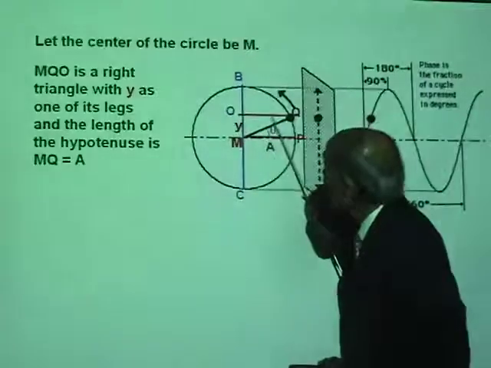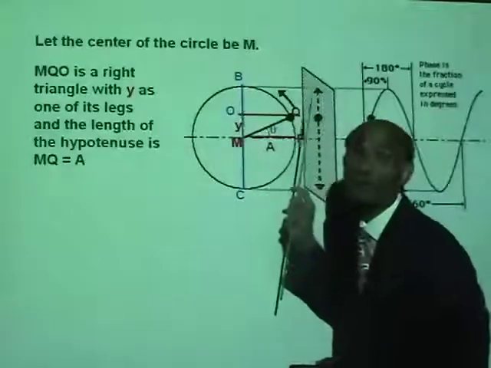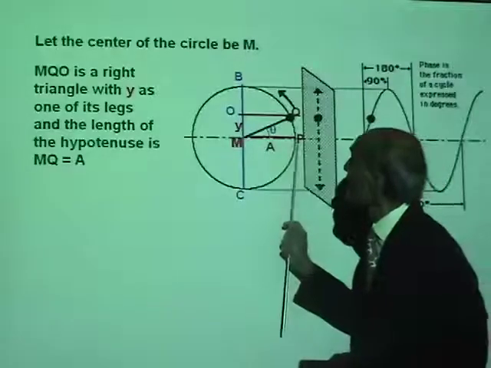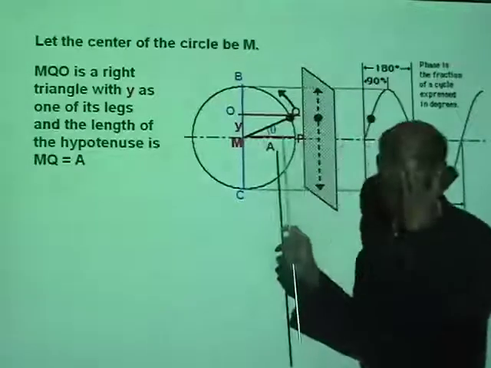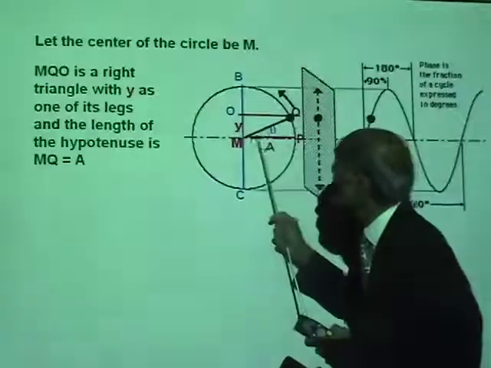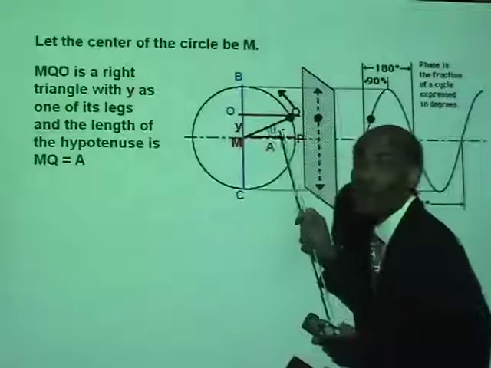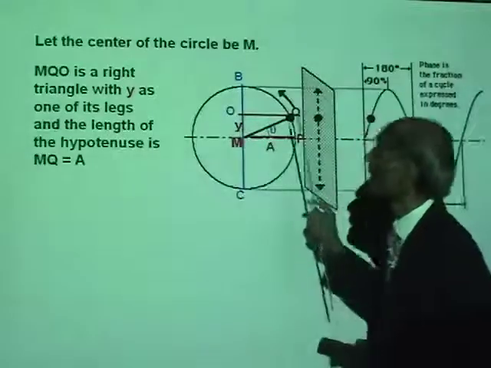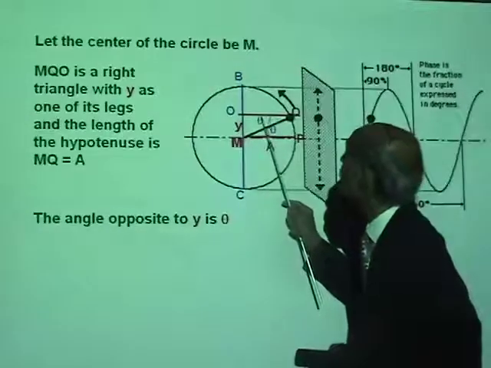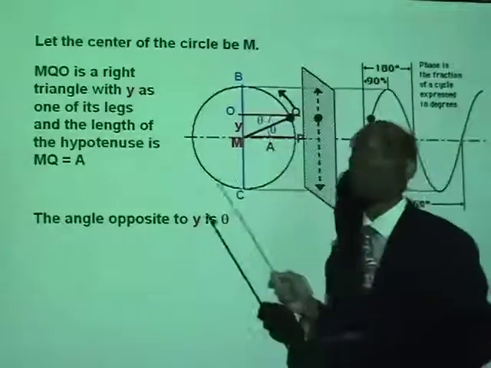Can you tell me, what is this angle? What is angle MQO? Any idea? Well, you know that line MP and QO are parallel, and this is a line cutting them. Therefore, this angle and this angle are corresponding angles. They are equal. The angle opposite to Y is theta. This angle is the same as this angle. That means this angle is theta.